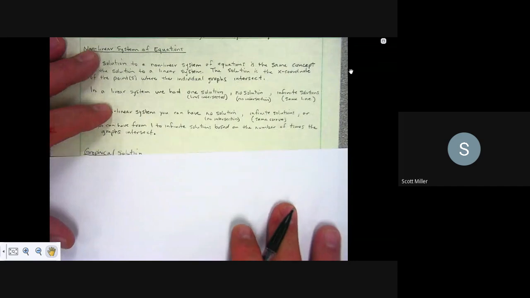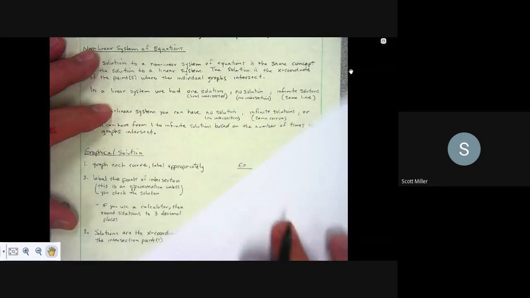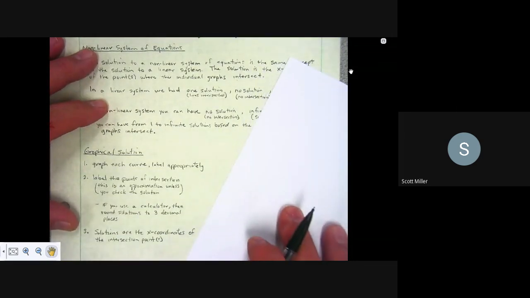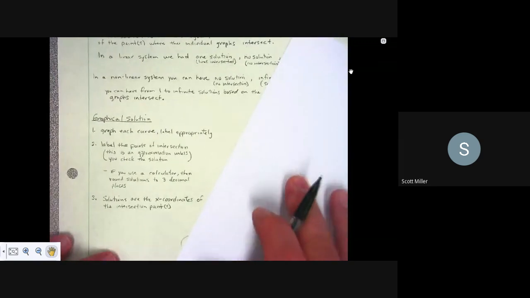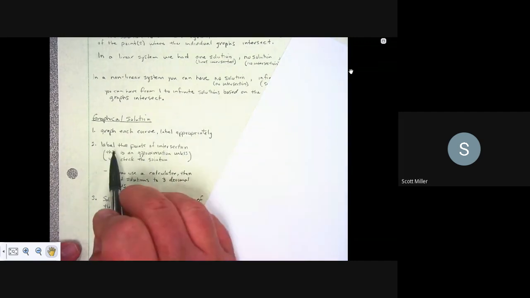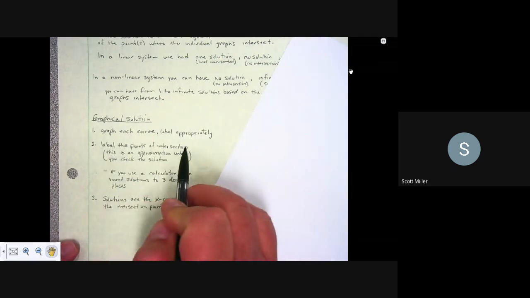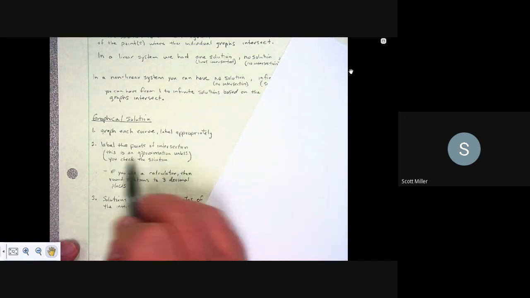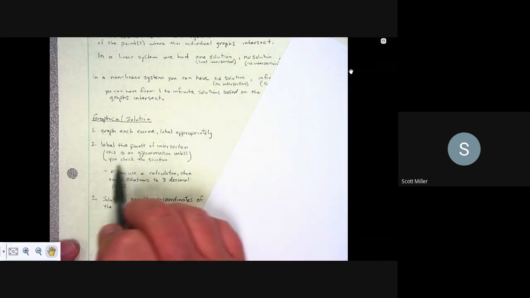Okay, so we're going to be looking at a graphical solution. I have an example we're going to look at here, but how am I going to do the graphical solution? Well, just like we did before. We're going to graph each curve. We're going to label it appropriately. We're going to try and draw this as neatly as we can so that we can find the points of intersection, if there are any. Remember, this is an approximation unless we actually check the solution.